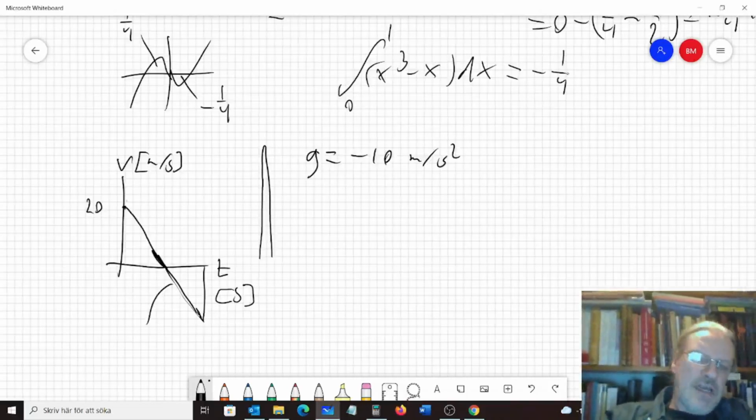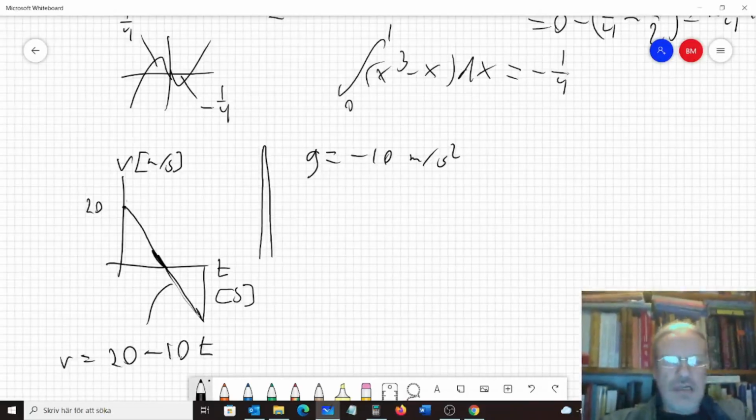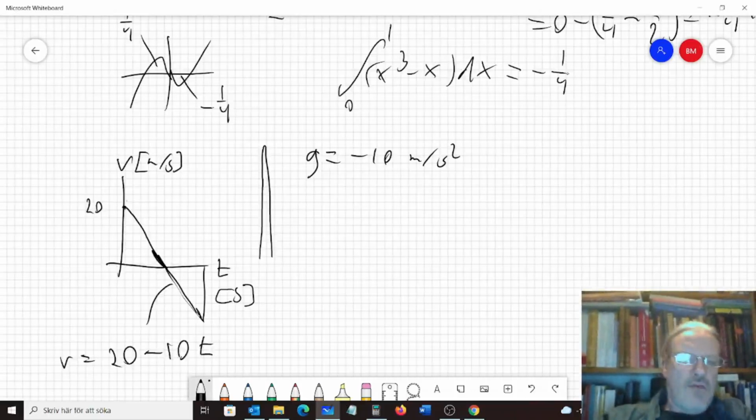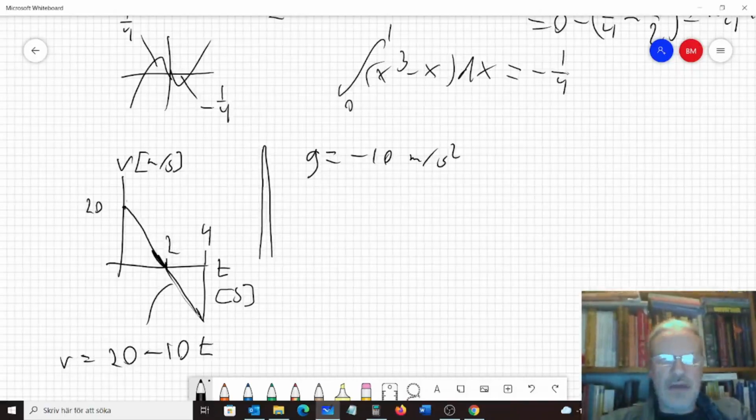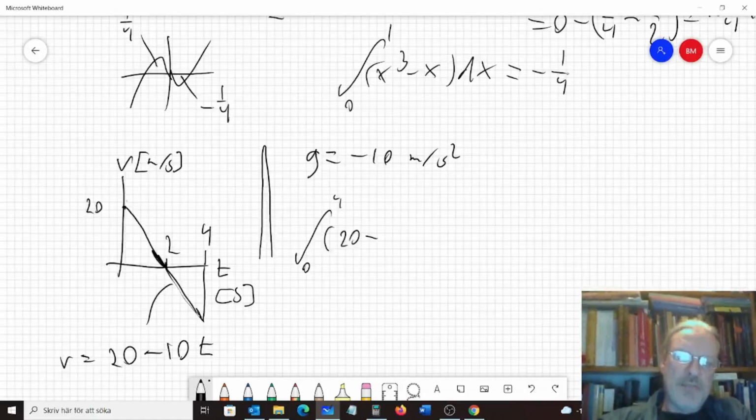So the straight line here will now be 20 minus 10t. And say we integrate now from, by the way, where should we integrate from? We can see that after 2 seconds, 20 minus 10 times 2 is 0. So this will be at 2 seconds. And 4 seconds later, it should come back down again. So let us integrate from 0 to 4 of 20 minus 10t with respect to t.